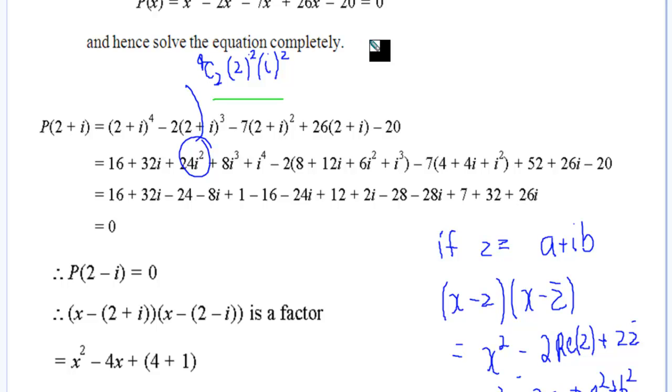If we want to solve the equation completely, we already know another root, because the coefficients are real numbers: 2 minus i would be a root as well. So P of 2 minus i would equal 0. We can write that as x minus 2 plus i and x minus 2 minus i as factors of that polynomial. Given that situation, we can expand it out.